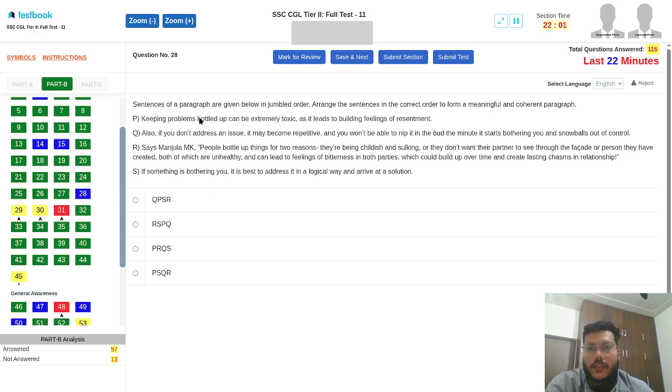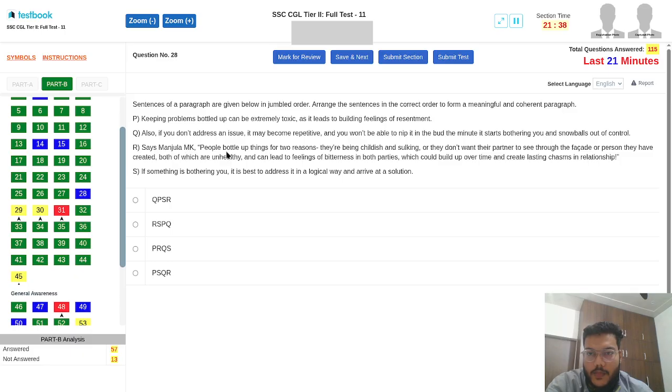Sentences of a paragraph are given. ये भी लाइन जब and the sentence in the context of meaningful. Keeping problems bottled up can be extremely toxic as it leads to building feelings of resentment. ठीक है. Also, if you don't address an issue, it may become repetitive and you won't be able to nip it in the bud the minute it starts bothering you and snowballs out of control. क्यों से start नहीं होगा?